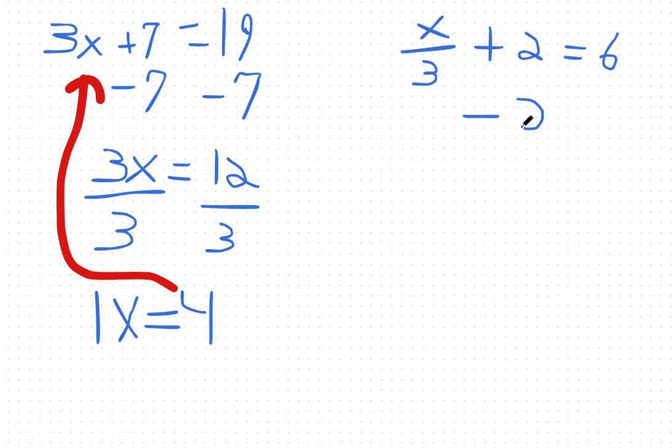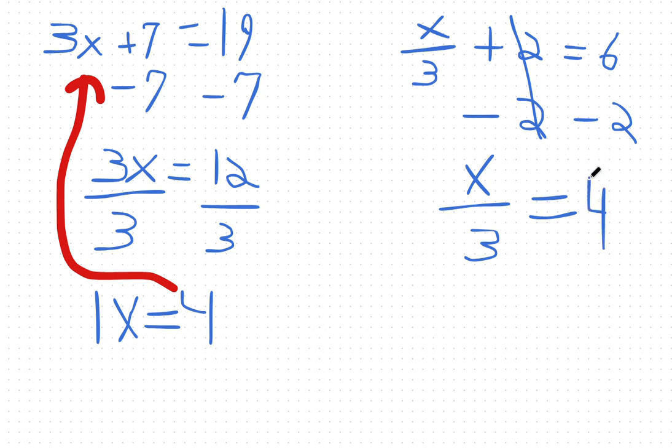So we're going to subtract by 2, subtract by 2. So these two terms equal 0. So we're left with x divided by 3. 6 minus 2 is 4. Okay, so we're left with x divided by 3 equals 4.